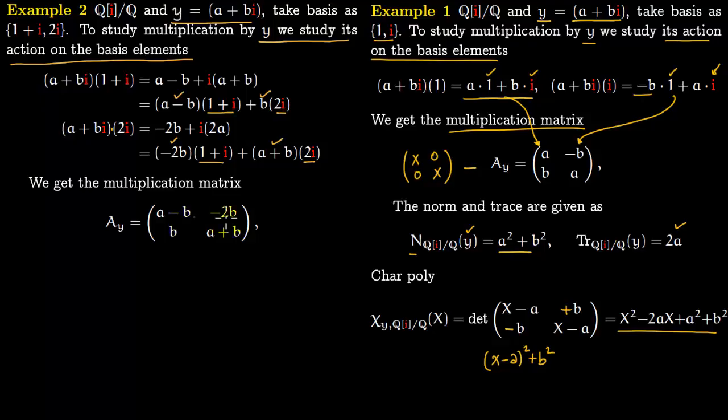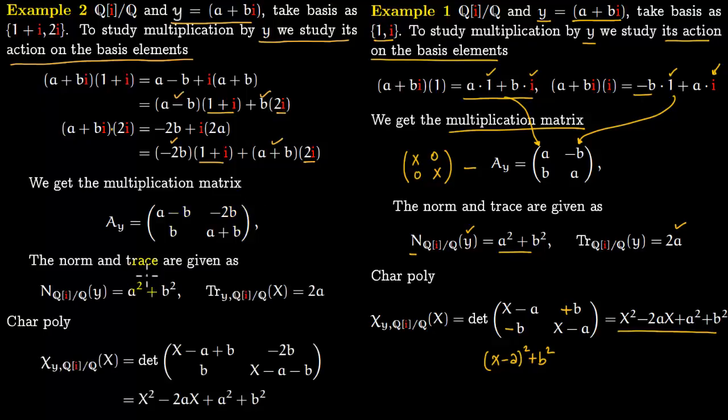So now you compute norm and trace. Again, the trace is given as 2a and the norm is given as a square plus b square. So you can easily see the determinant is a square minus b square plus 2b square. Now we talk about the characteristic polynomial.